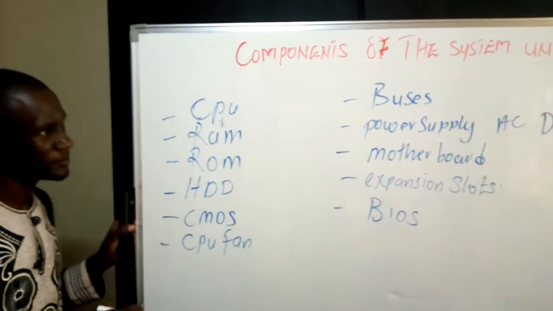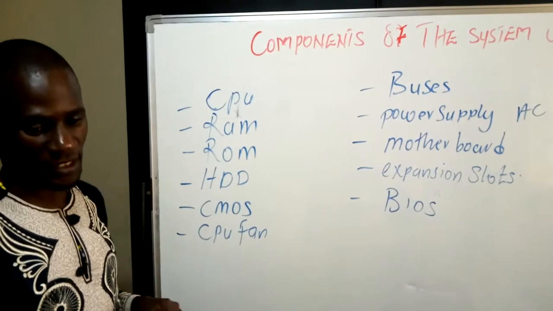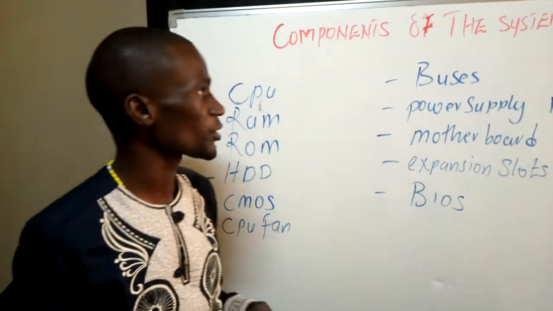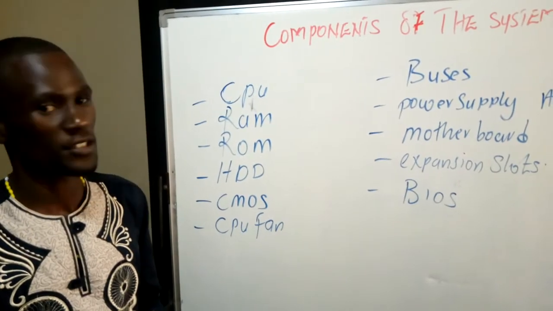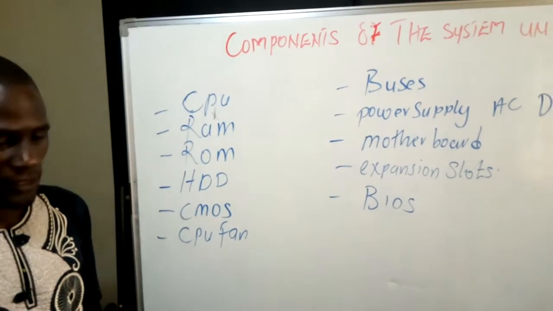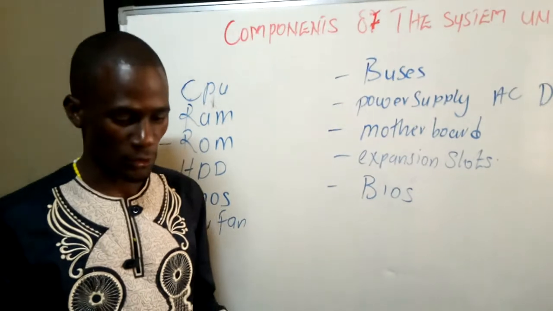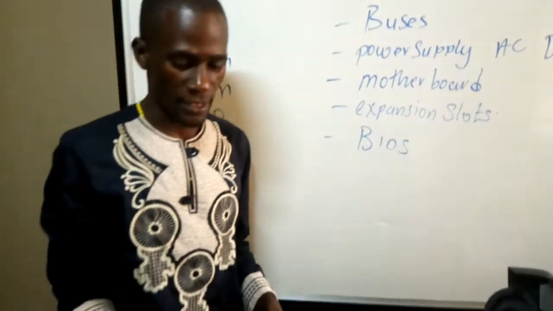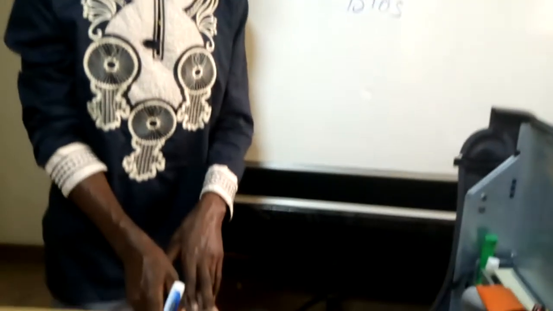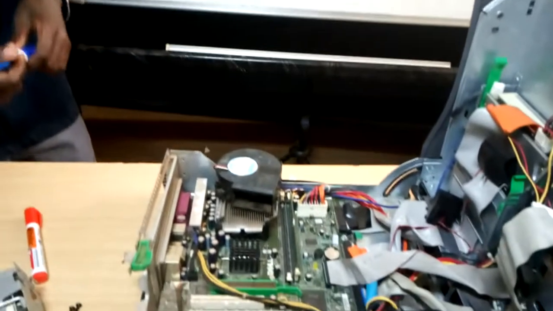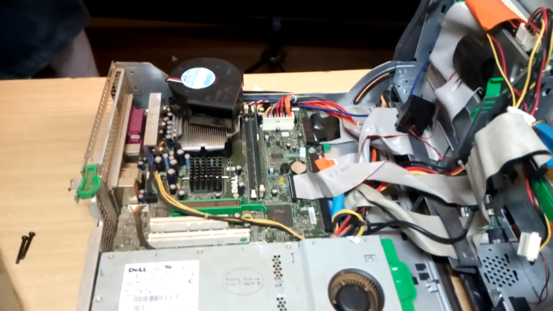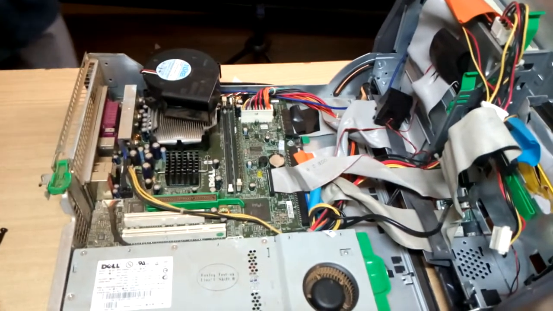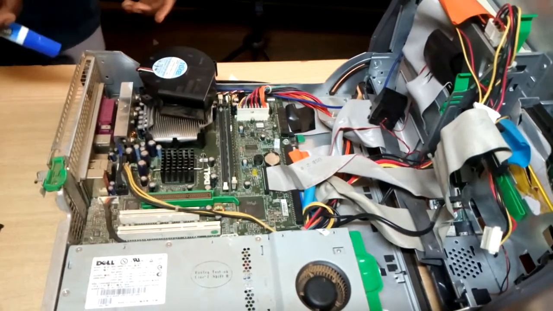Hello everyone, you're welcome to the next lesson, which is the continuation of the first lesson where we talked about the components of the system unit. And today we are now going to look at the physical appearance of these components one by one. Like in the first lesson, we talked about the RAM, the ROM, CMOS, CPU, motherboard, expansion slots, etc.